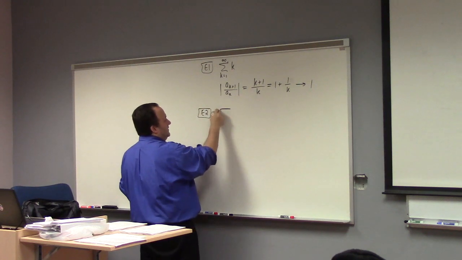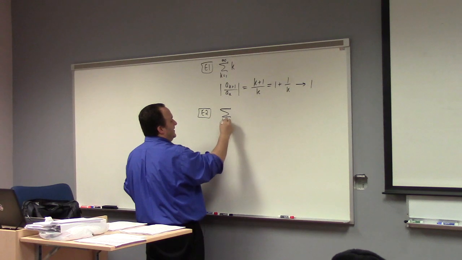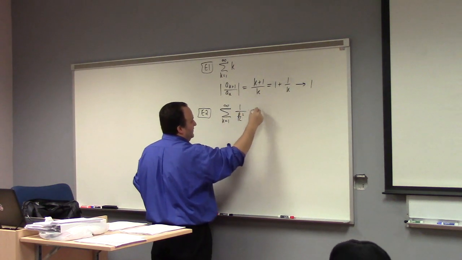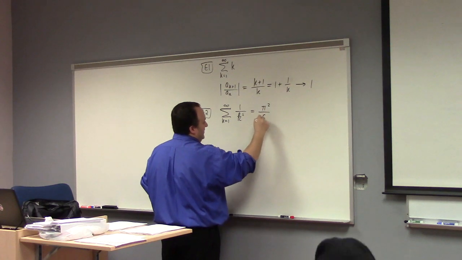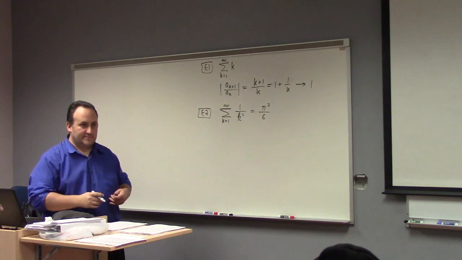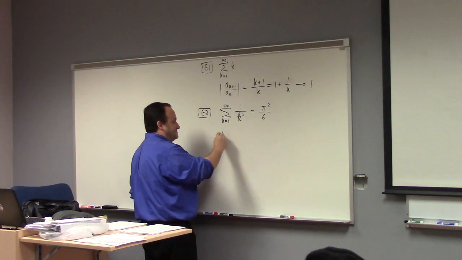Example 2, my favorite, the p equals 2 series. We know that converges, right? In fact, Euler proved it's pi squared over 6. Hooray. So not only does it converge, I know the value. Not that I proved it, but if I say it twice, it makes it true, right? Calculate L for this.